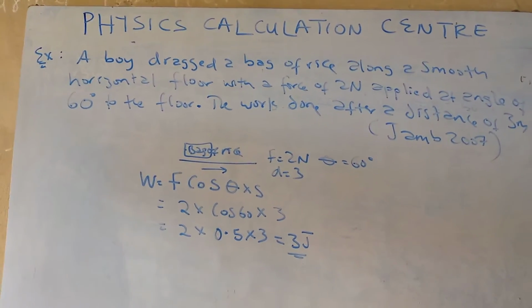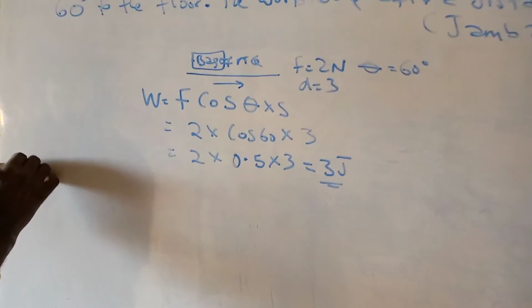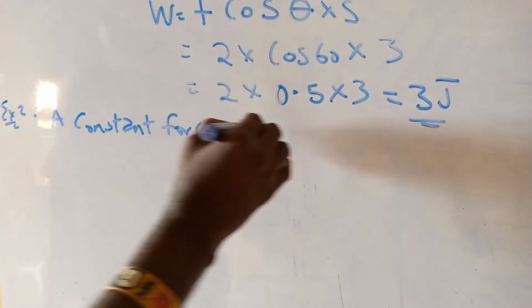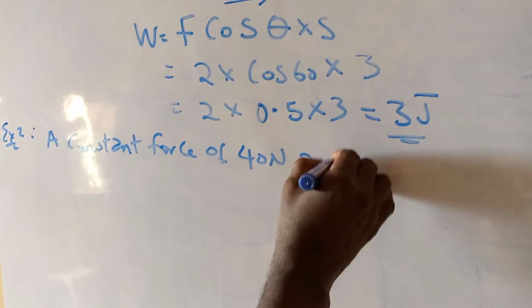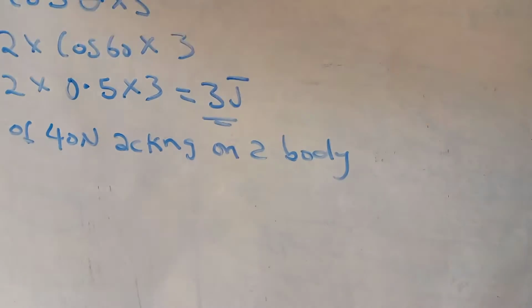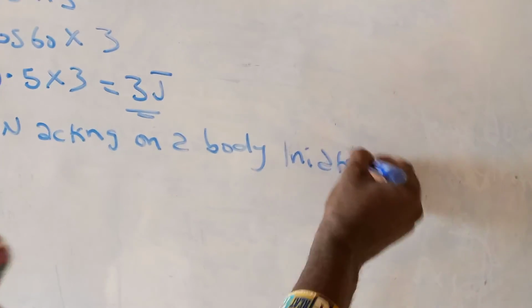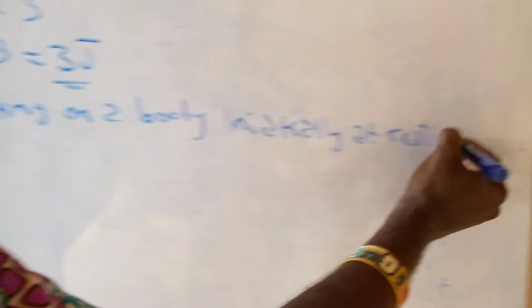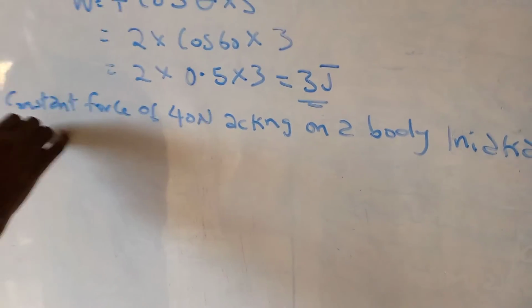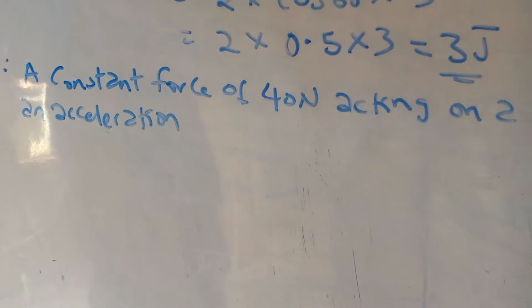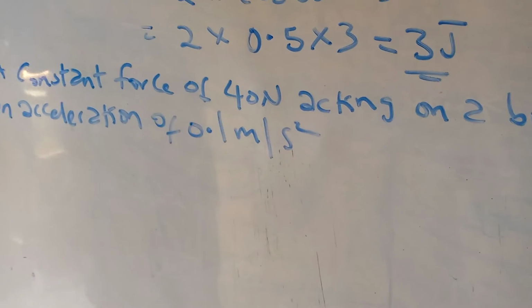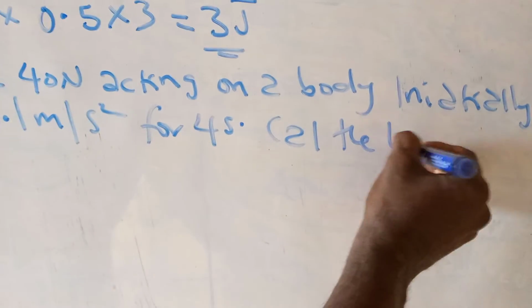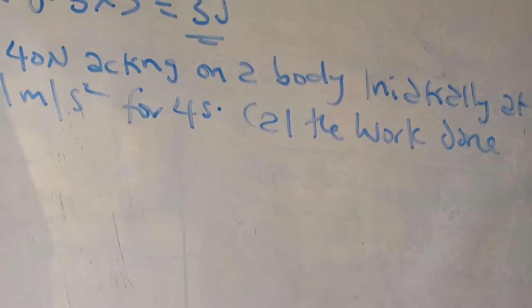Example 2: a constant force of 40 Newton acting on a body, initially at rest, gives an acceleration of 0.1 meter per second squared for 4 seconds. Calculate the work done by the force.